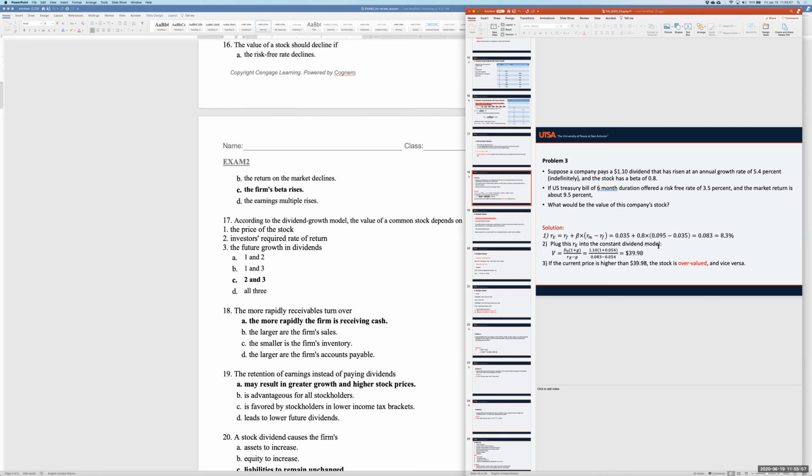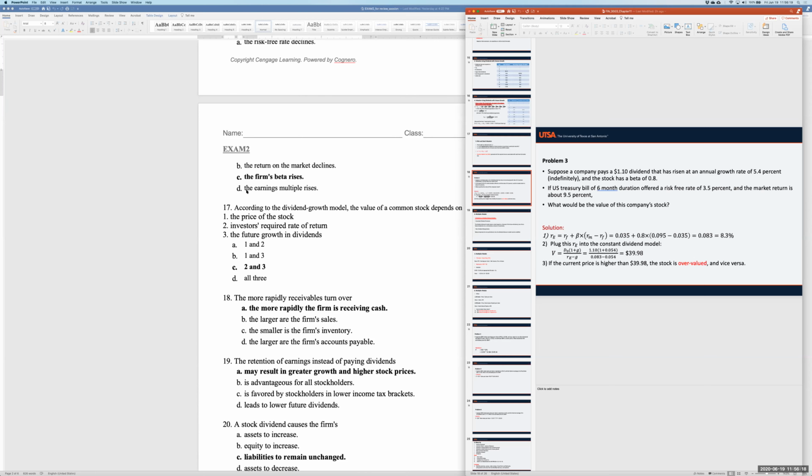So C, the firm's beta rises. If the beta rises, you see, we have the beta here. It's getting higher and higher. We have higher required return on equity. So if it is getting higher, we have lower value. The value of stock should decline. It's definitely the answer is C.